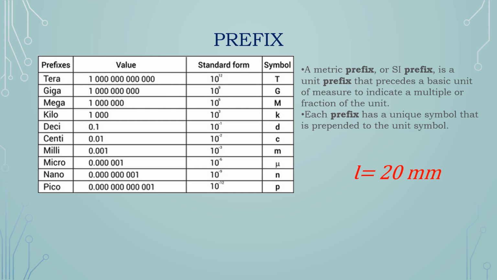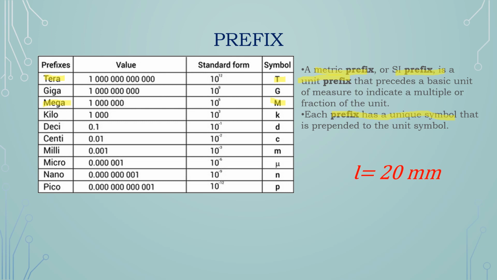Prefix. Prefixes are used to simplify the description of physical quantities that are either very big or very small in SI unit. A metric prefix or SI prefix is a unit prefix that precedes a basic unit of measurement to indicate a multiple or fraction of the unit. Each prefix has a unique symbol. Example, tera, the symbol is T. Mega, the symbol is capital M. You have to know your prefixes.